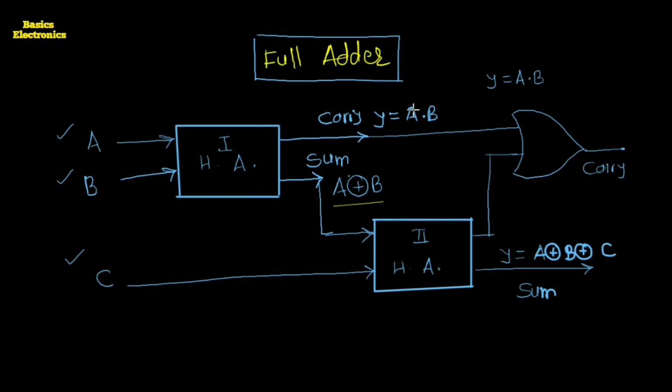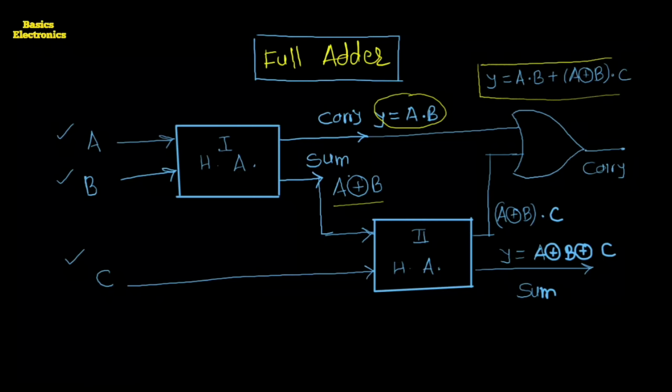This A dot B is the carry generated at the first half adder, and the second carry is (A XOR B) dot C. So the OR gate output is A dot B plus, in brackets, (A XOR B) dot C. This is the equation for the carry of the full adder, and the equation for the sum using the two half adders is A XOR B XOR C. Okay, so this is the block diagram.